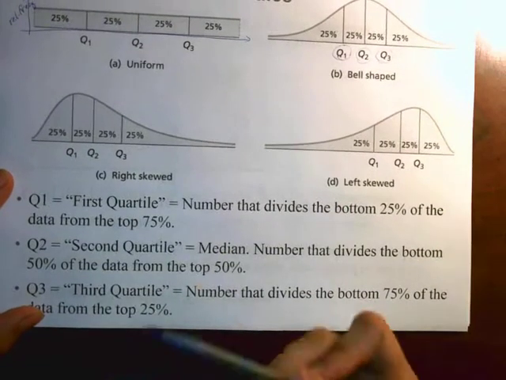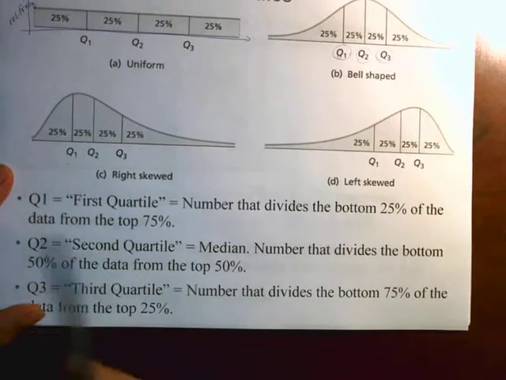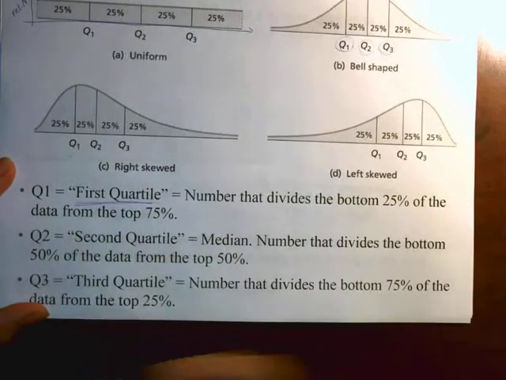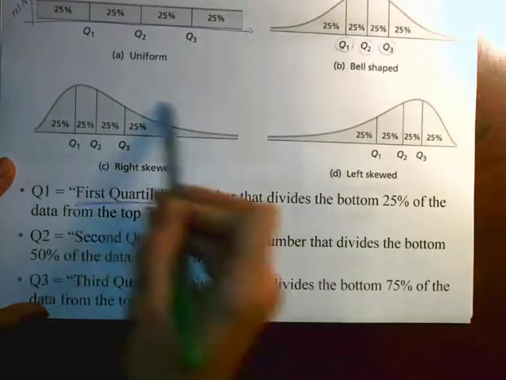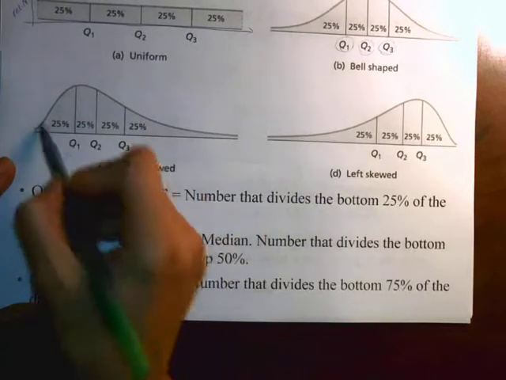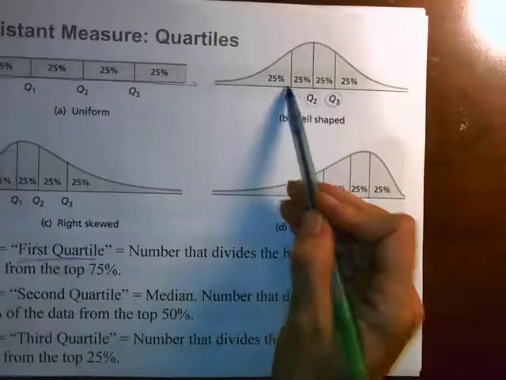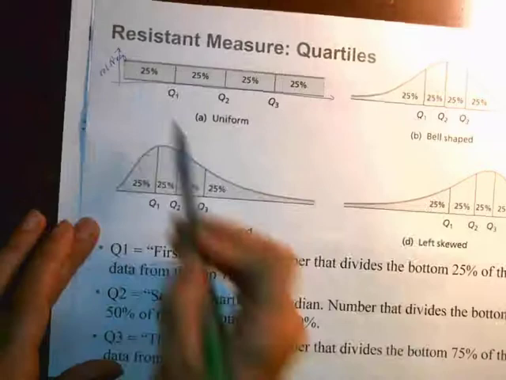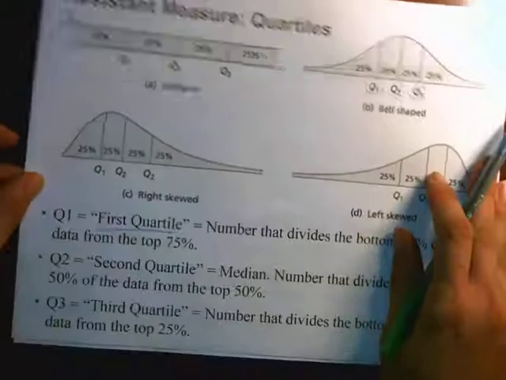So we're going to spend some time in the next 15 or 20 minutes figuring out how to compute these numbers, these Q1s, Q2s, and Q3s. So Q1 is called the first quartile. That is the number that divides the bottom 25% of the data from the rest of the data, from the top 75%. So here's Q1, and 25% of the data falls to the left of Q1.